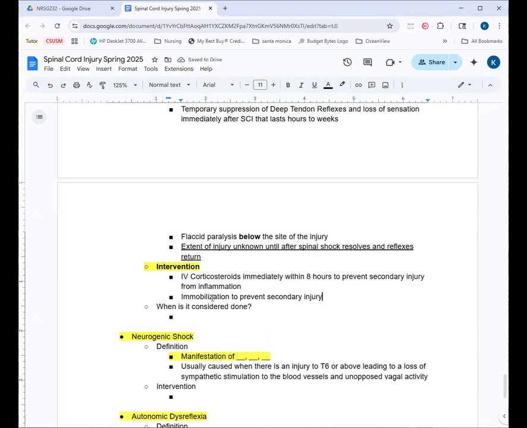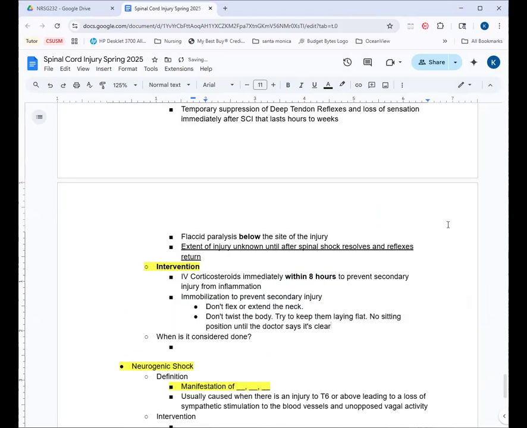Forgive me. So your IV corticosteroids, that's your Medrol, within 8 hours, basically ASAP, to prevent any secondary injury caused by inflammation. And then another prevention of secondary injury, immobilize the entire spine. Don't flex or extend the neck. Don't twist the body. Try to keep them laying flat. No sitting position until the doctor says it's clear. That is all technically correct too. It's all part of your immobilization.